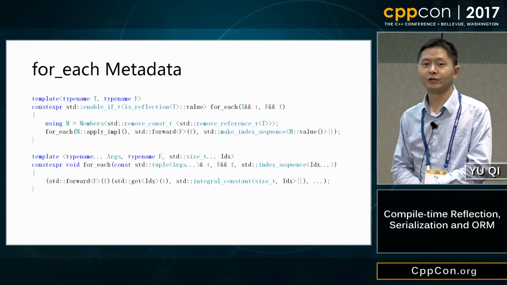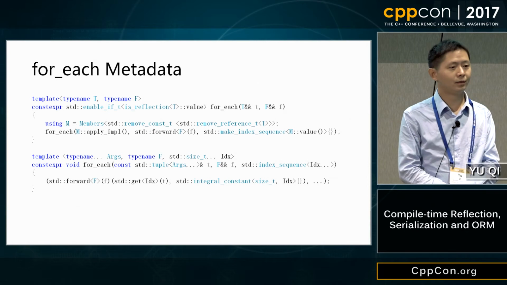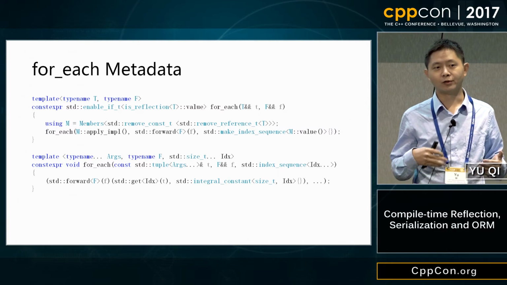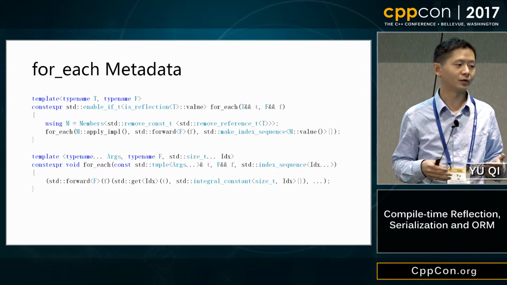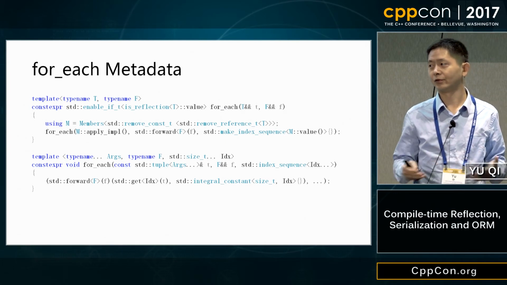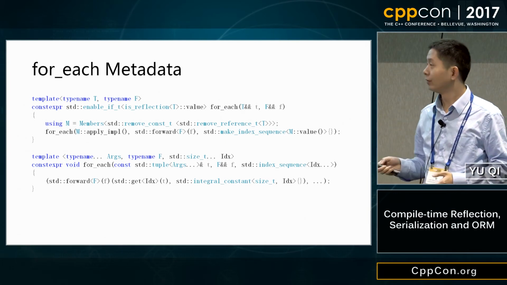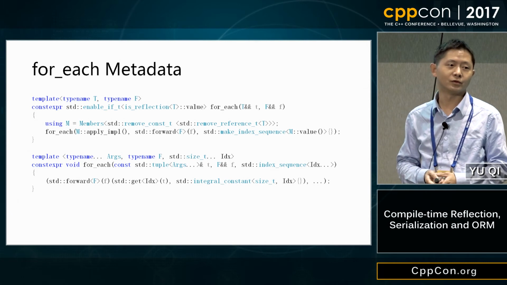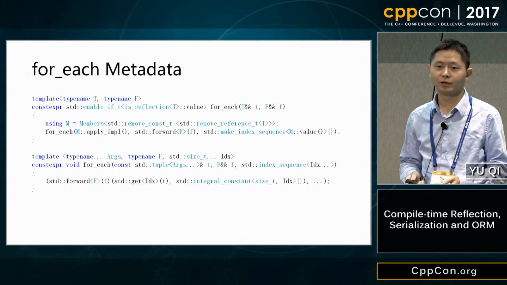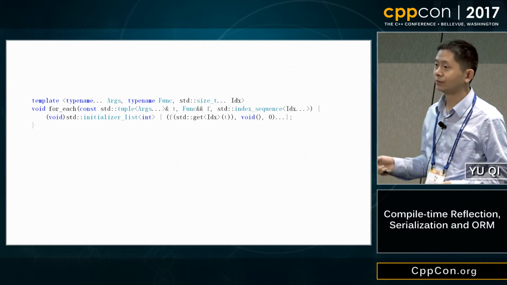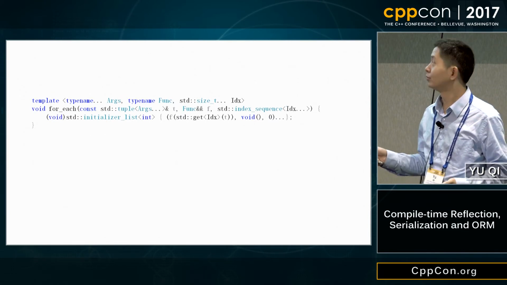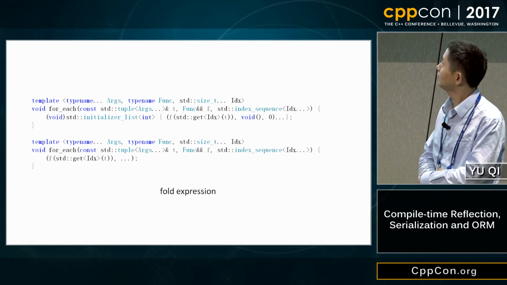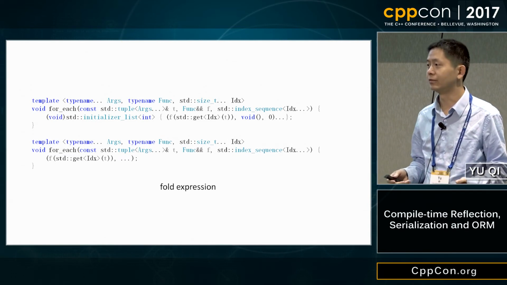This is the for each method. Because we have packed all the object fields in a tuple, we just need to for each the tuple. So the code is very clear and simple. Here I use a fold expression. It's also a C++17 new feature. If we don't use the fold expression, we have to write the swallow code. Yeah, fold expression makes our code much shorter and simpler.